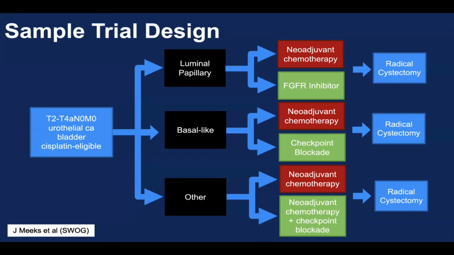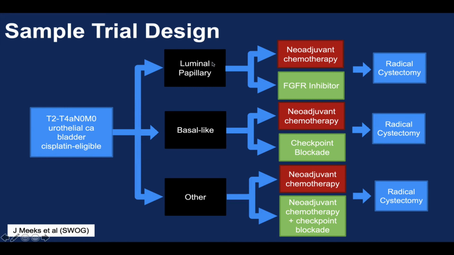Josh Meeks is a urologist at Northwestern, and I've been working with him and Seth Lerner and a couple of others on a trial that uses subtyping to guide neoadjuvant therapy. And again, it's a similar patient population. They're cisplatin eligible, so that we can give them the standard of care neoadjuvant chemotherapy. But we would divide into luminal papillary, basal, and the rest, and partly the rest because we don't really know what to do with the rest.